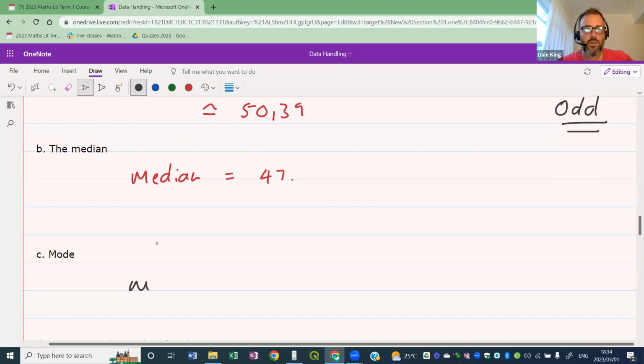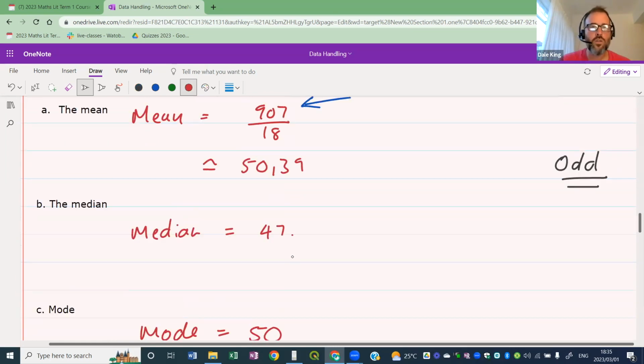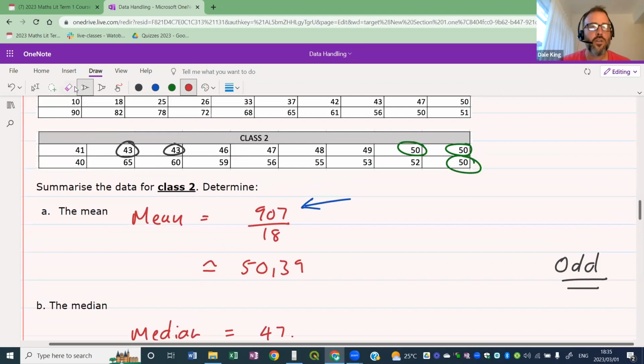So mode, let's do it the same color as the others. Mode is equal to 50. Now, what do we do if this first number here wasn't 41, but was also 43? What do we do then?